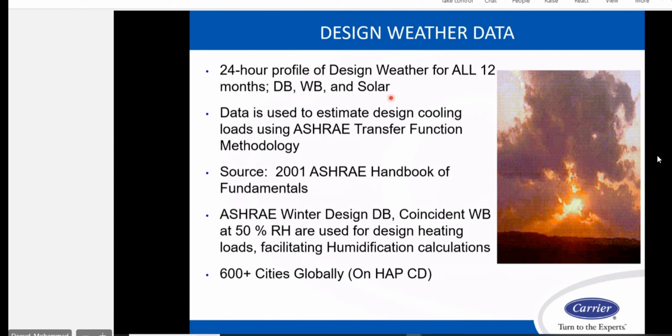The weather data in Hub comes from the ASHRAE Handbook of Fundamentals 2001, and there are more than 600 cities globally. It's saved in the Hub library for the weather data.